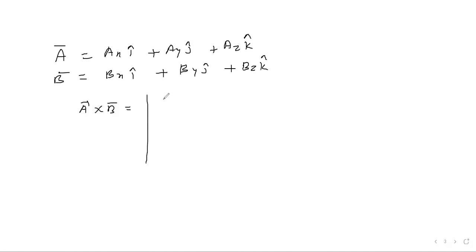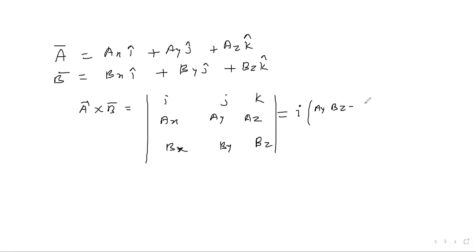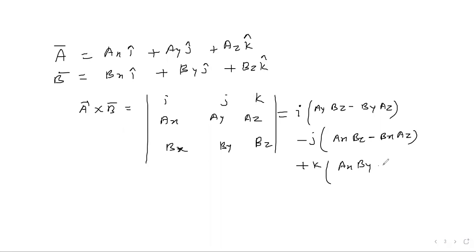For that purpose, we write i j k, AX AY AZ, BX BY BZ. We evaluate it. It will become i times (AY BZ minus BY AZ) minus j times (AX BZ minus BX AZ) plus k times (AX BY minus BX AY).